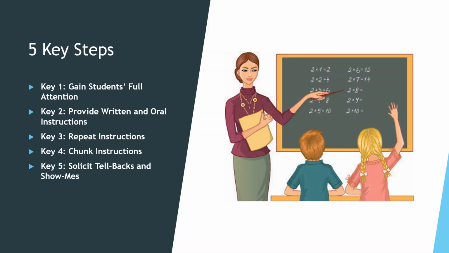In this chapter, 5 key steps are discussed. Key 1, to gain students' full attention. Key 2, provide written and oral instruction. Key 3, repeat instructions. Key 4, chunk instructions. And Key 5, solicit feedback and show mess. And in this presentation, I will be going in depth and describing each key.